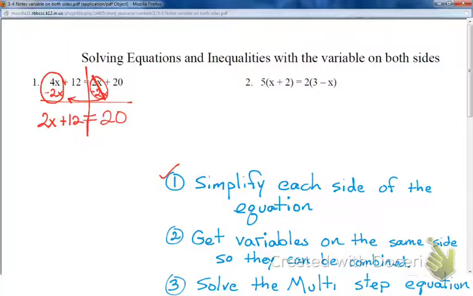So like I said, that is taking care of step 2, which is getting the variables on the same side so they can be combined. I did that, they're combined, and now I just have a simple two-step equation.